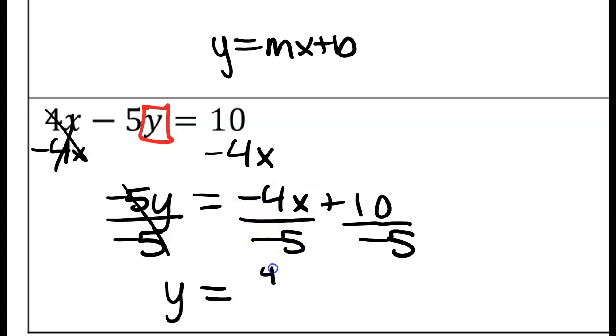A negative divided by a negative is a positive. So I'm just going to write it as positive 4/5 x. And then 10 divided by negative 5 is a negative 2. So I'll write minus 2. You could also write plus negative 2. That's totally fine, but to make it a little simpler, I just like to write minus 2. And that's how you convert to slope-intercept form.